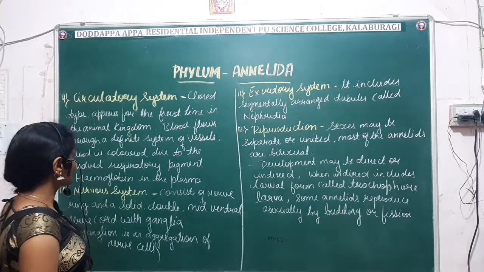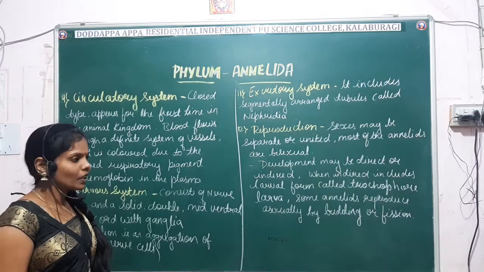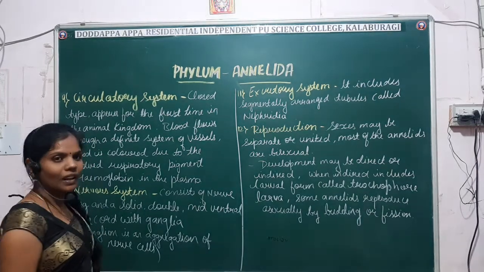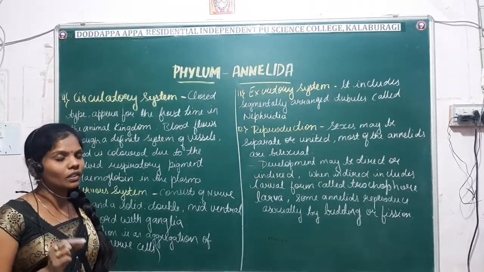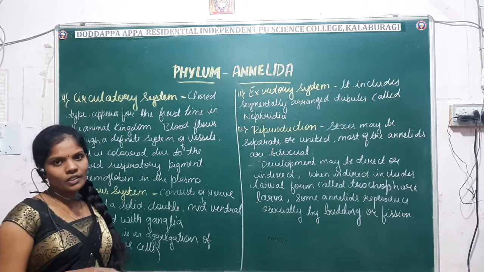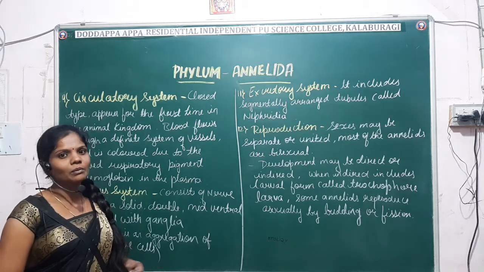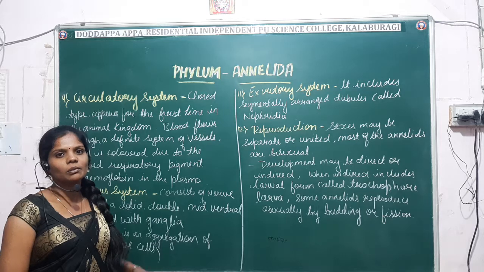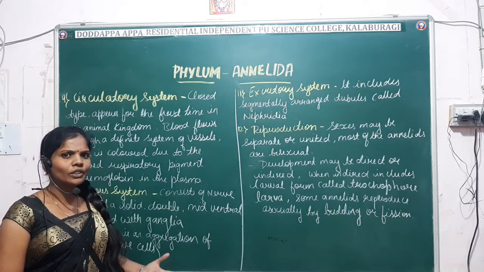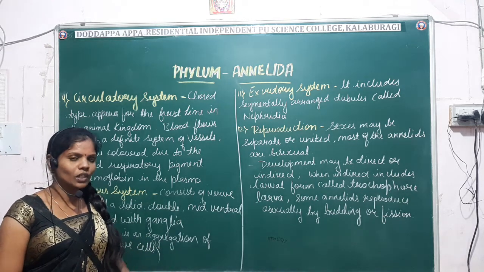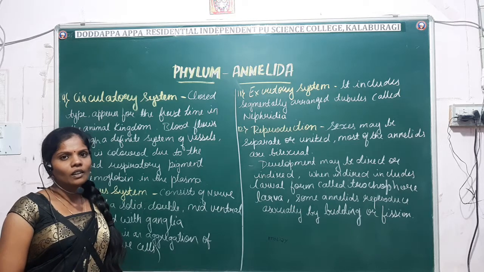Okay, so next comes the circulatory system. Again here, in case of annelida, the circulatory system is closed type. For the first time in the animal kingdom, you can see the circulatory system is closed type. You already know that generally there are two types of circulation, one is open type and another one is the closed type.